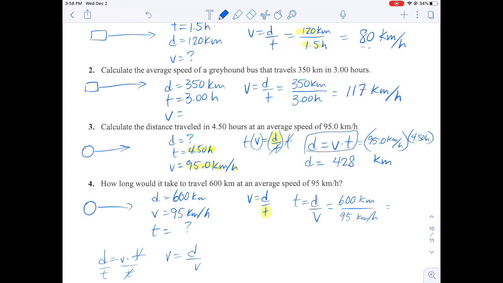So 600 divided by 95, I get 6.3157847. But I only have 2 significant digits in this number. This one has 3. So I need to select the 2 significant digits. So I've got 6.3, and the trailing number is a 1, so I don't need to round up. So I'm going to get 6.3, and this is hours because we had kilometers divided by kilometers per hour. That's going to give us hours as our answer.